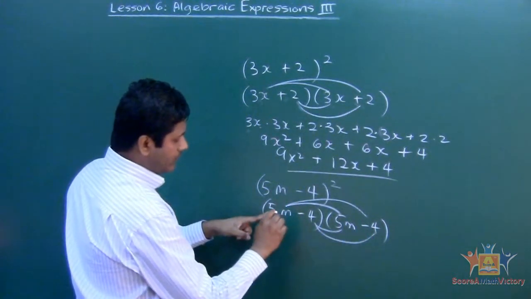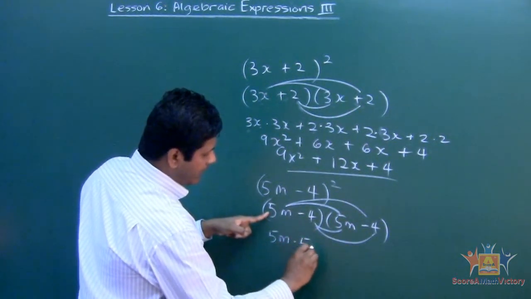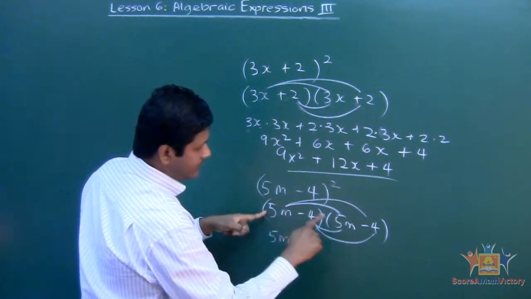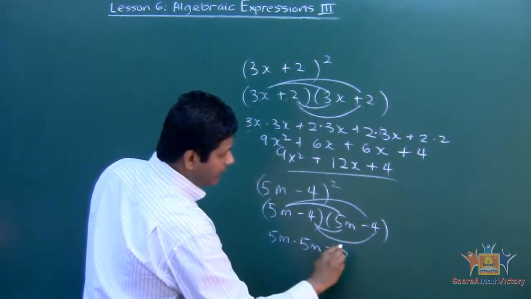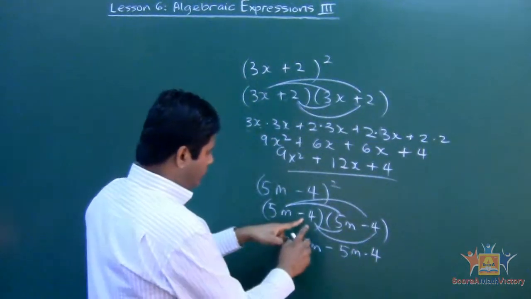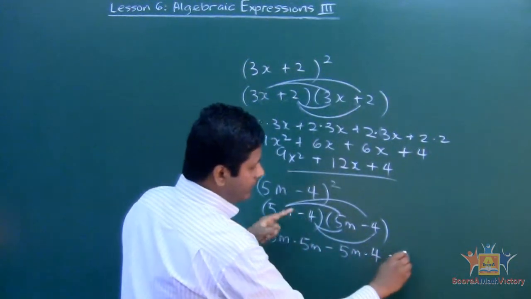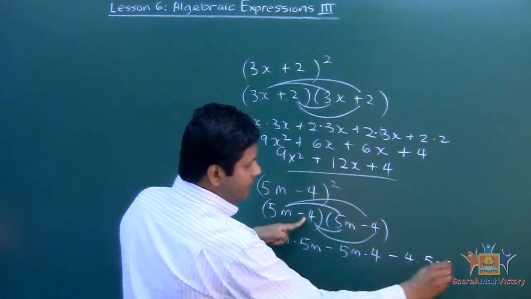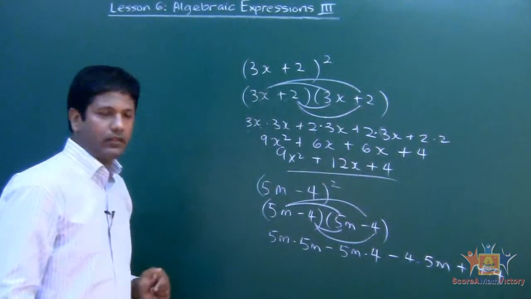So 5m times 5m, and then go to the next one. 5m, plus and minus will be minus, 5m times 4. So now go to this one. Negative and positive is negative, 4 times 5m. Negative and negative, positive, 4 times 4. See that? So now do that.